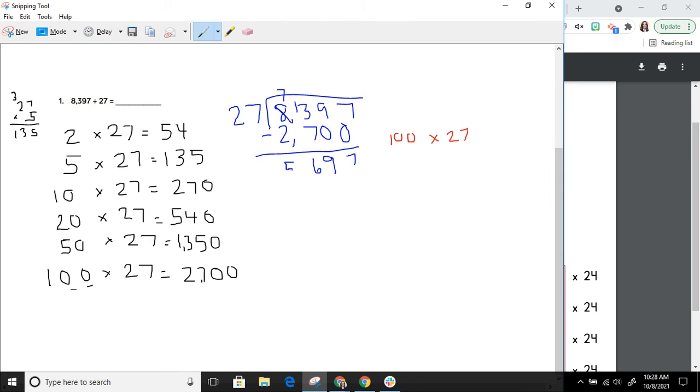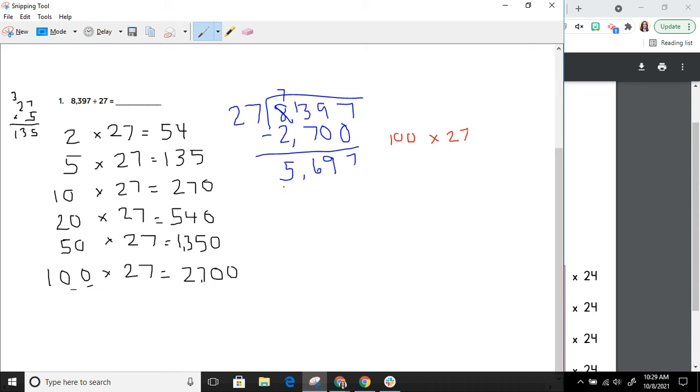Okay, so now I'm looking at 5,697. Now I go back to finding a math fact that gets me close to 5,697. So I'm going to look at my list of facts, my answers, and what answer gets me close to 5,697? Well, the closest one is 100 times 27, which is 2,700. So I'm going to use that fact again, and that's totally fine.